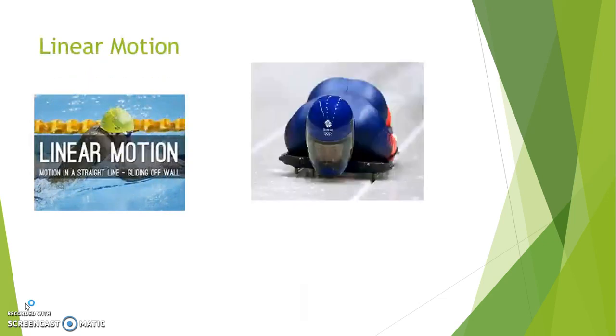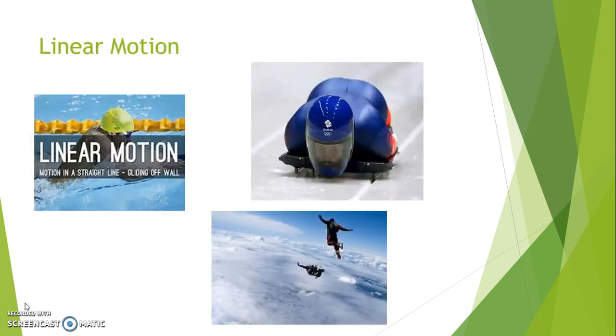So linear motion involves all parts of a system moving the same direction at the same speed. Rectilinear motion is along a straight line, and curvilinear is along a curved line. An example of linear motion is skydiving.